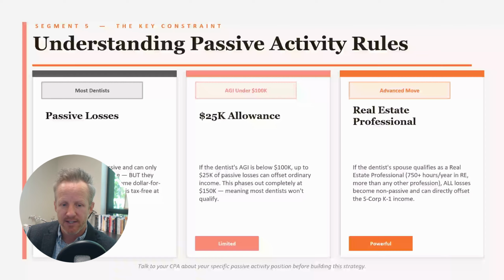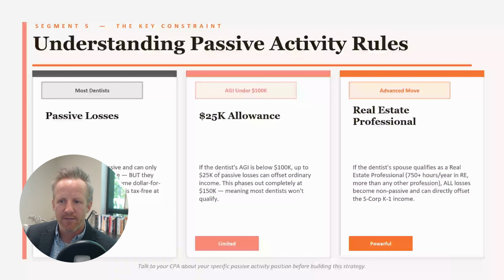Now, I will say one caveat is to make sure to talk to your CPA in your state. Make sure your state allows this as well. There are certain caveats by state, I believe. So talk to your CPA about your specific passive activity position before building this strategy out. This is not a do-it-at-home-on-your-own type of strategy. Trust me, pay for some guidance on this one before you execute a plan. I want you to understand what passive activity is, and your building LLC is a passive activity entity, and therefore it limits how much of a loss you can deduct on your personal tax return, with the exception of those two caveats I just mentioned: the under AGI $100,000 and a more advanced spouse as a real estate professional.